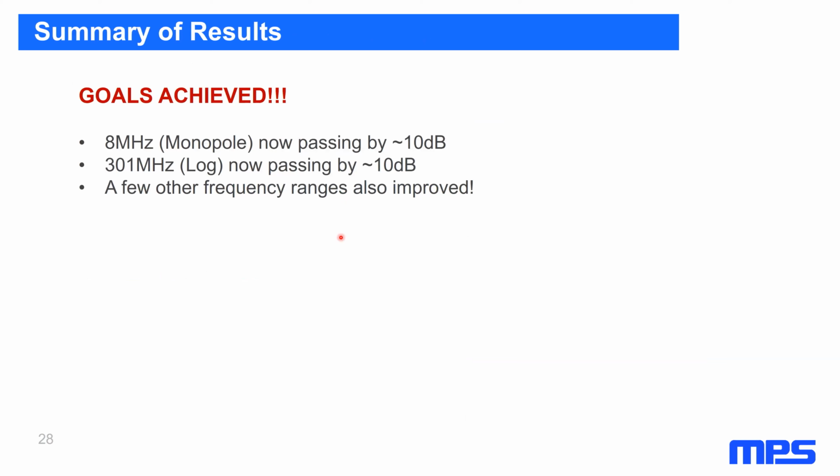So the summary of these results was that we achieved our goal, using the methodologies that we stepped through and the experiments we tried. We reached our goal of making 8 megahertz pass. We're now passing by 10 dB. At 301 megahertz, we're now passing by approximately 10 dB as well. And we were also able to improve a few other frequency ranges.